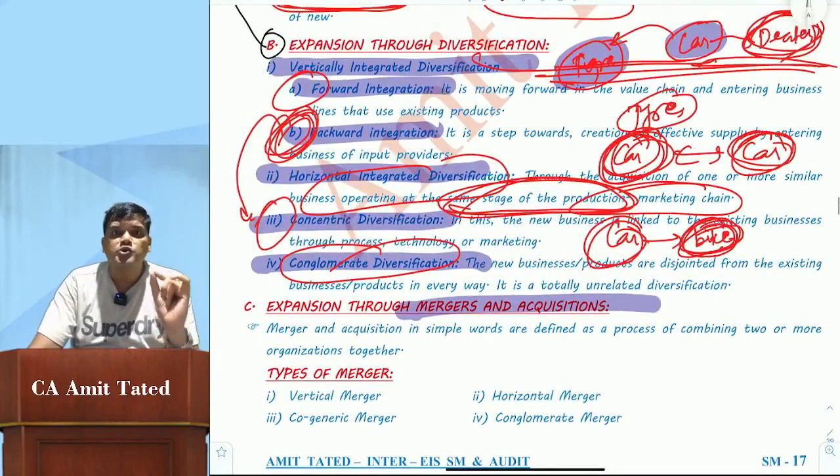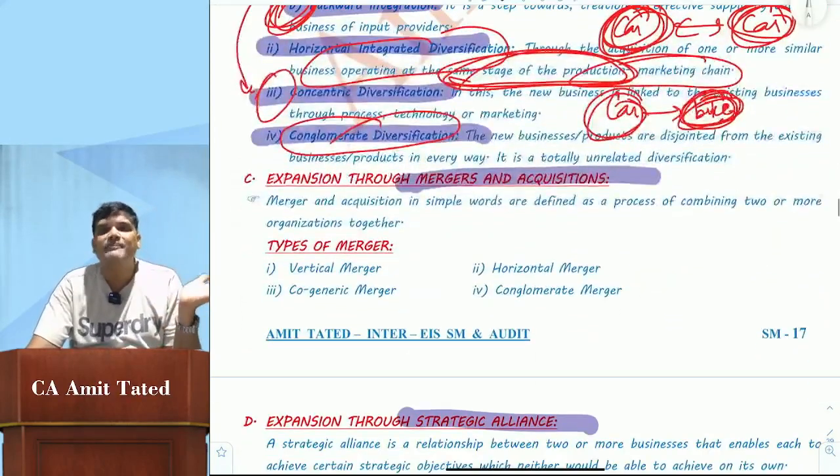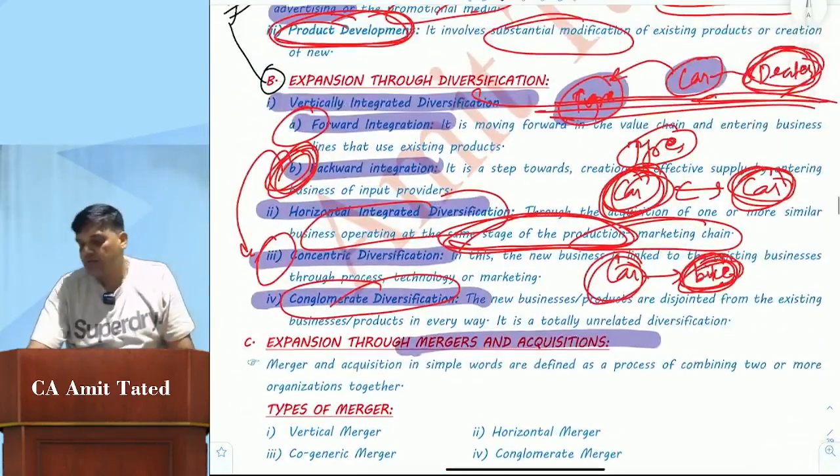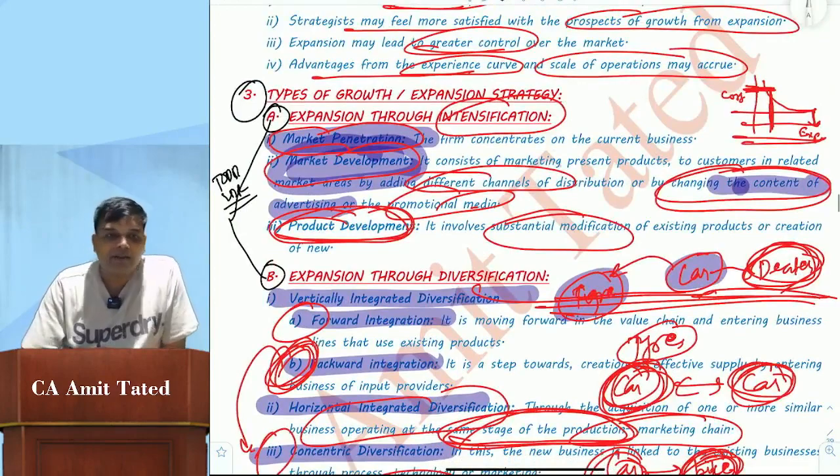So please make sure. If I ask you for a strategy, don't write merger, acquisition and alliance. They are not strategy. They are a means to achieve the strategy. Okay. Are people there? Are people there?